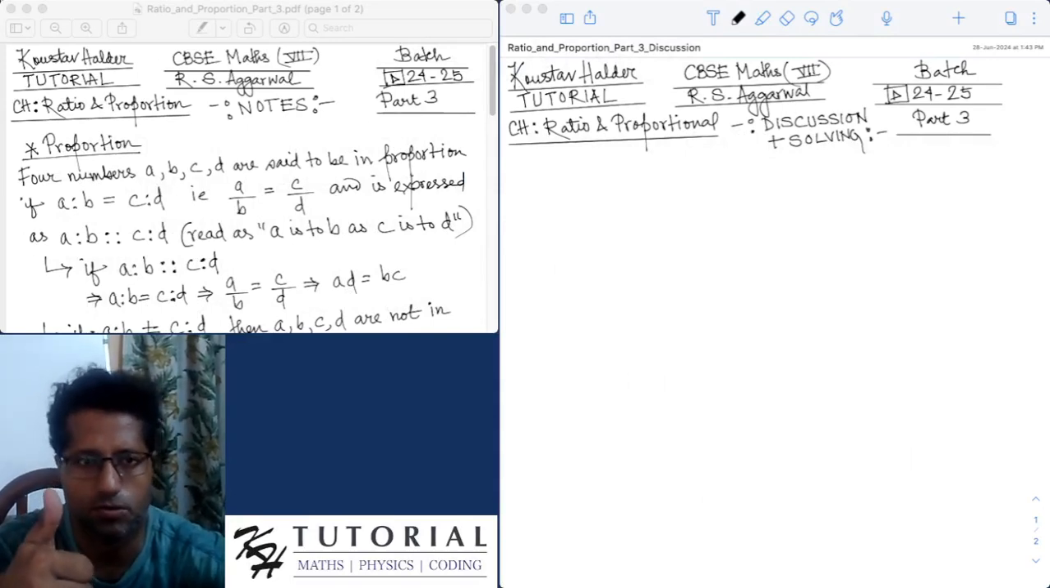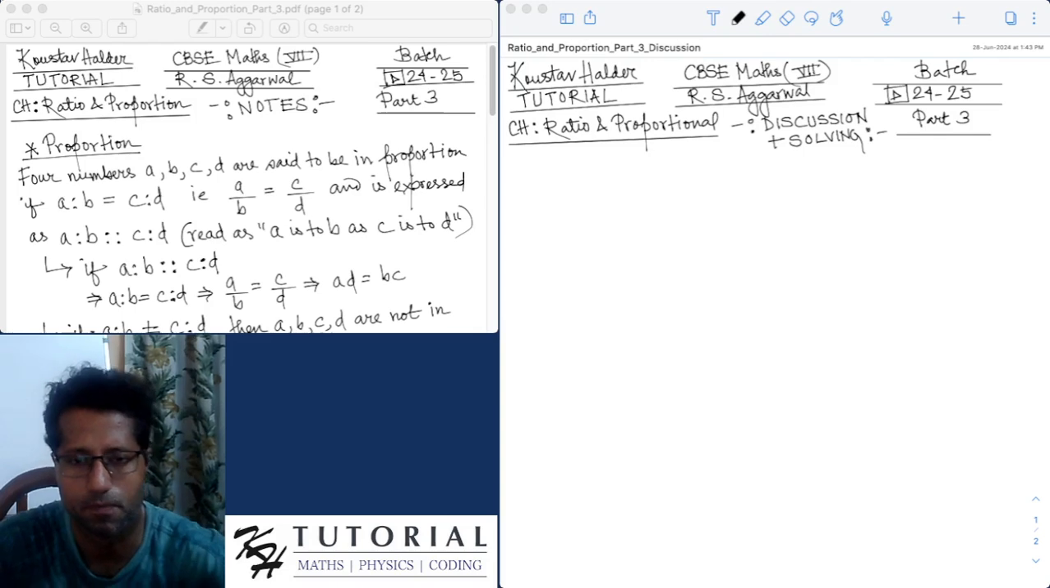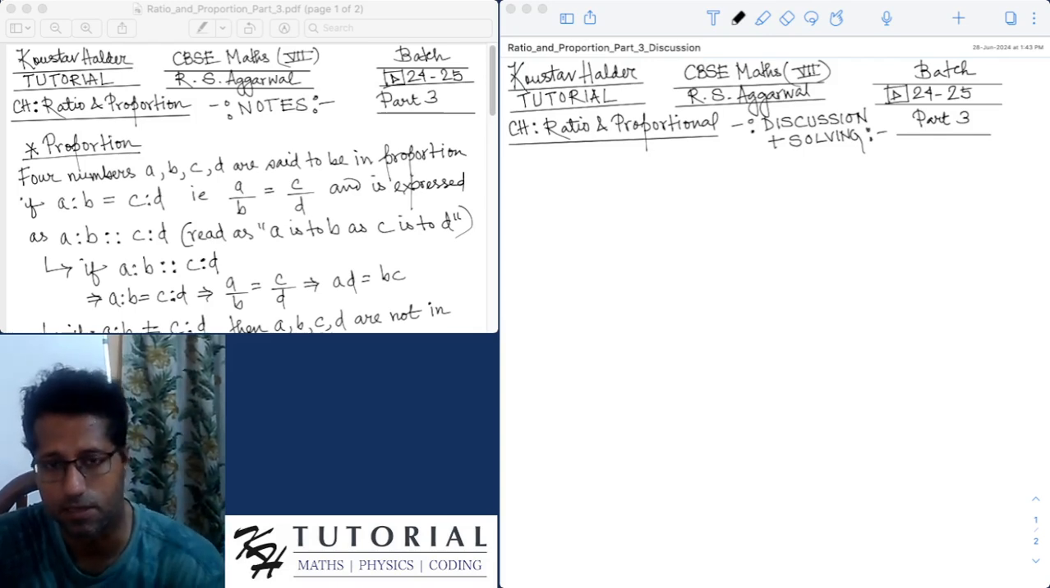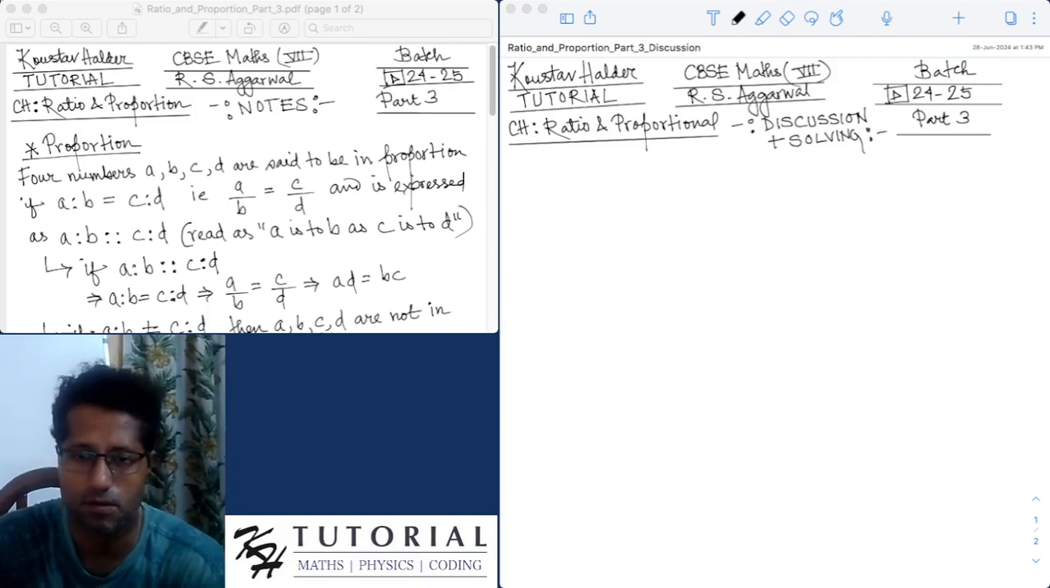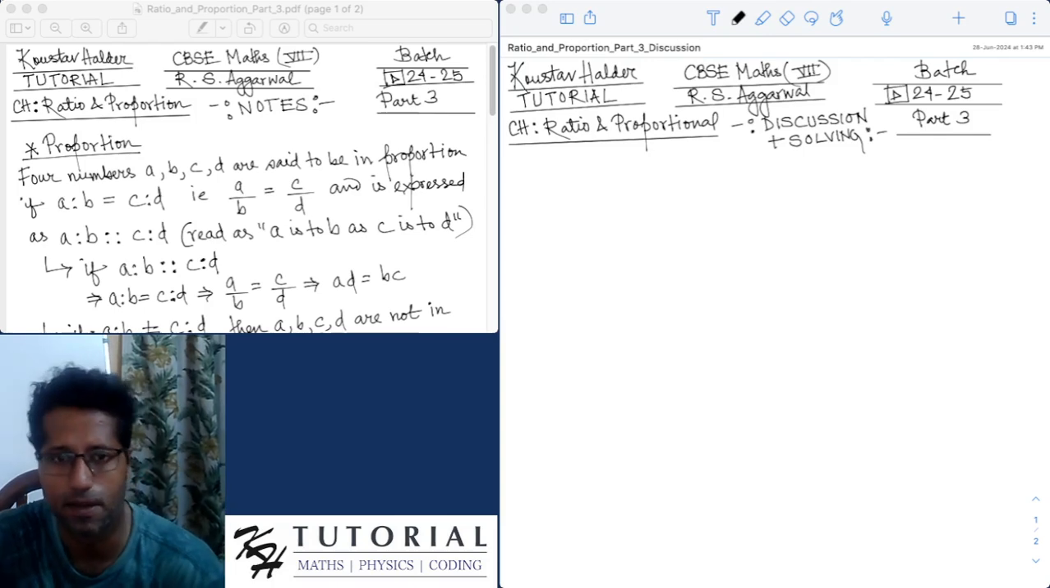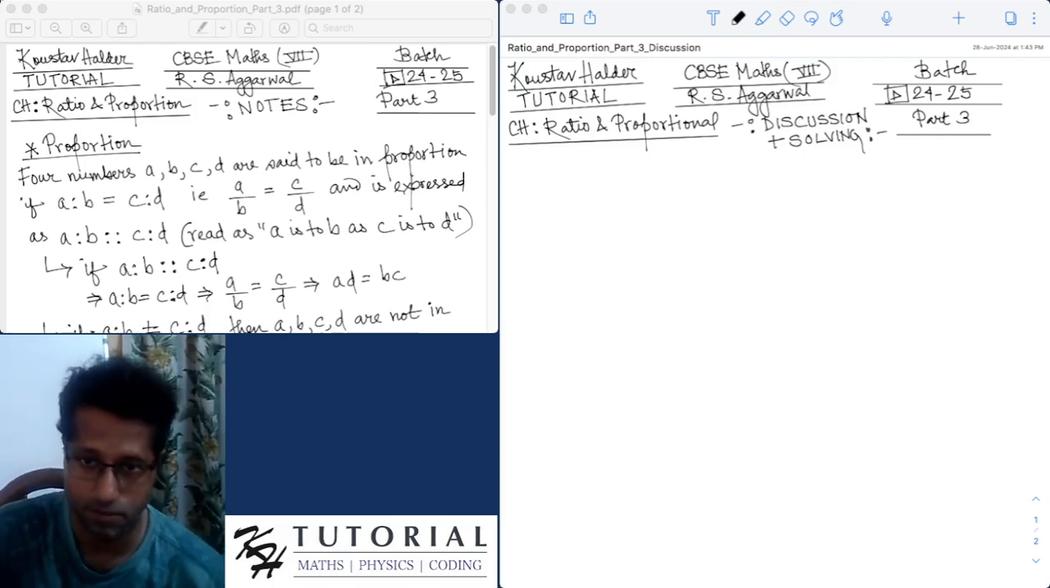Okay, so as usual I have my rough notes prepared on proportion on the left hand side, and on the right hand side I will discuss the concepts and I will solve the problems from exercise 8b. Okay, so what is a proportion?